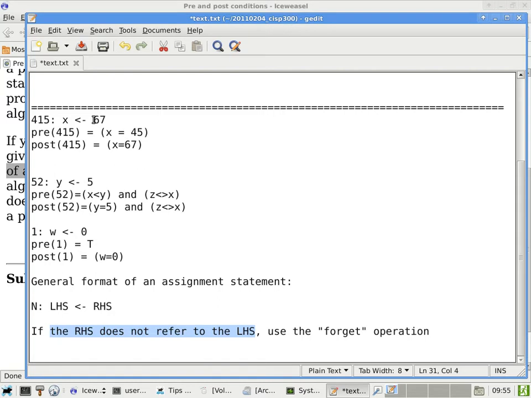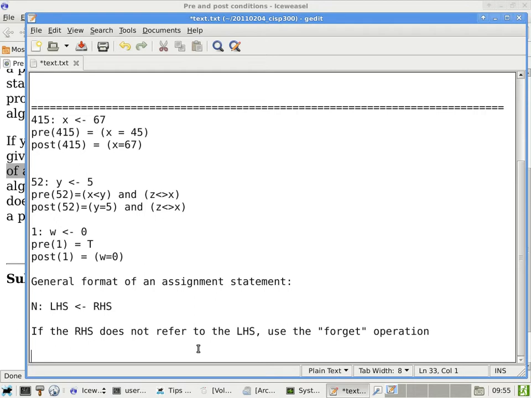Yes. 67 as an expression does not refer to x. 5 as an expression does not refer to y. 0 as an expression does not refer to w. So in all cases that we have presented up to this point, the right-hand side does not refer to the left-hand side. So now what we want to do is to say, okay, what is the forget operation?